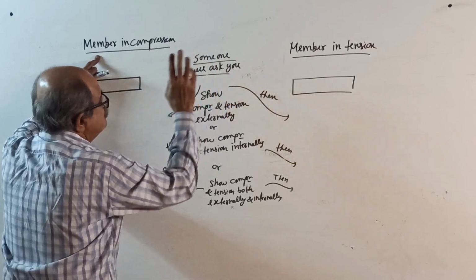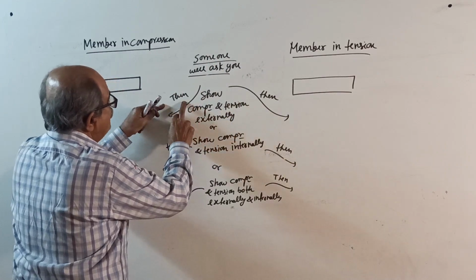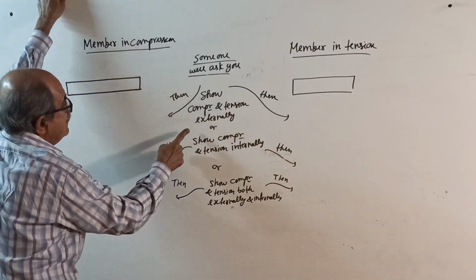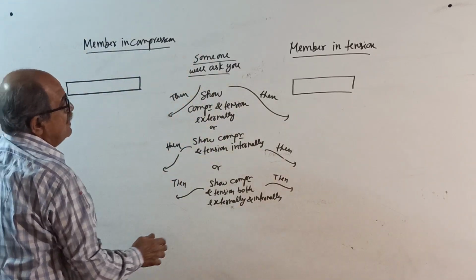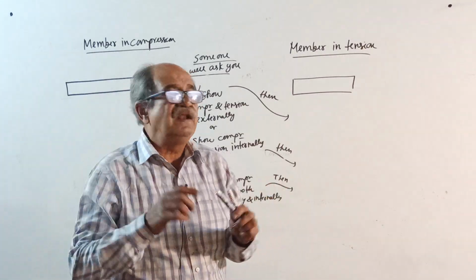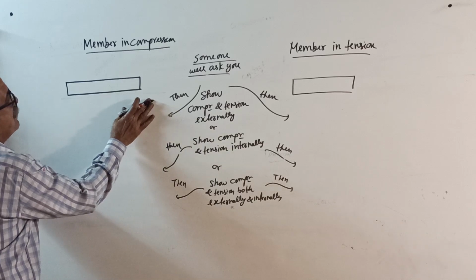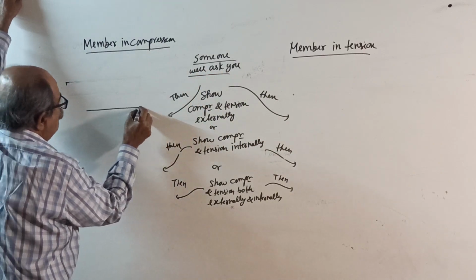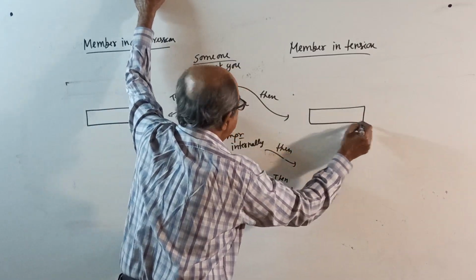Someone will ask you in future, show compressive and tensile, show compression and tension externally. Then, how to write it? This is a member now. One minute, I'll click on this one. What answer do you have to give? You show the member here or here. Show the member. Tell them what you want.